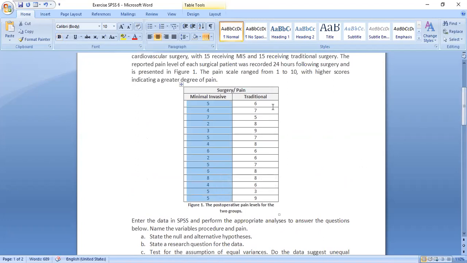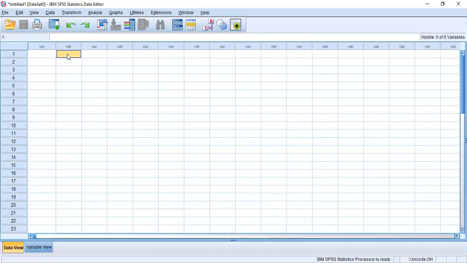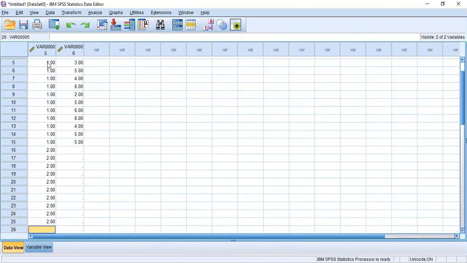So first of all, what I'll do is I'm moving to the new screen now. I'm moving to the untitled data set. I've got the data view, pasting the variable here. And since I know it is MIS, I'm giving MIS as 1. That is what I'm doing for 1. 2 will be traditional surgery. We have got 15 respondents of traditional surgery, so I'm putting their values here.